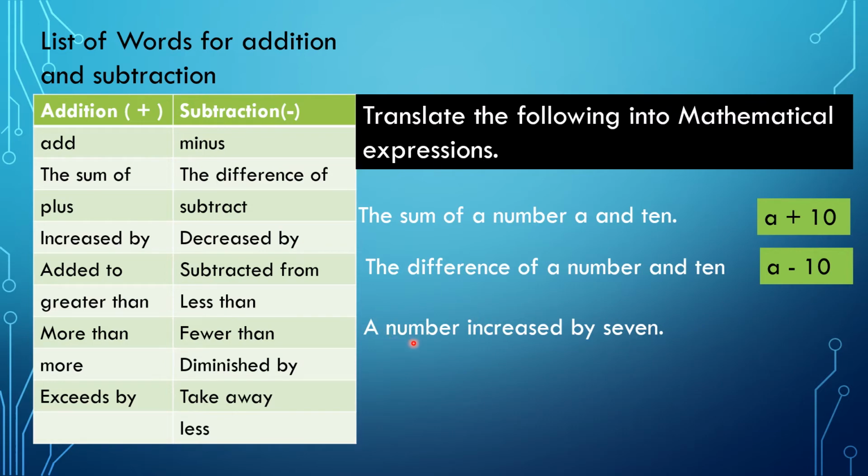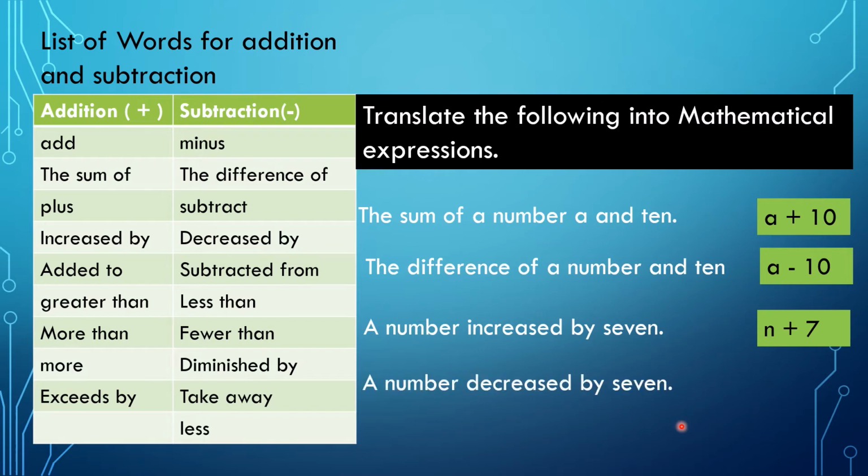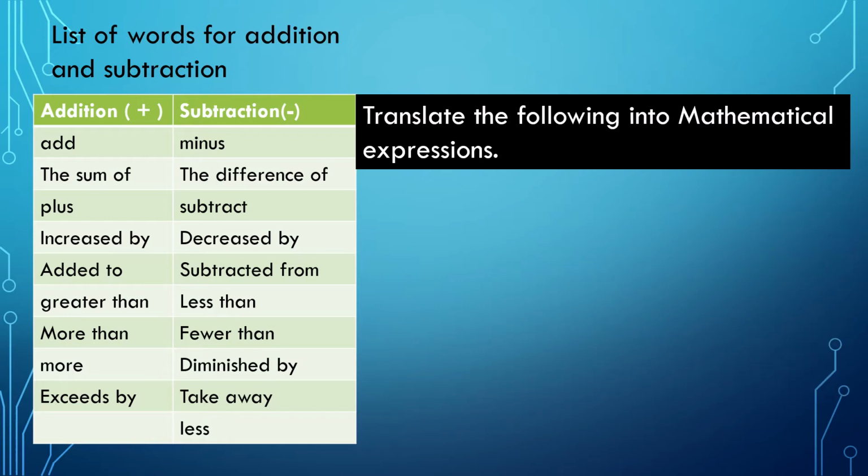Now, here, a number increased by 7. Again, I didn't specify kung ano yung number na yon, so I can use any letter. So I can use N. So N plus 7. A number decreased by 7. So decrease, that is subtraction, which means N minus 7. Let's have more examples on this.